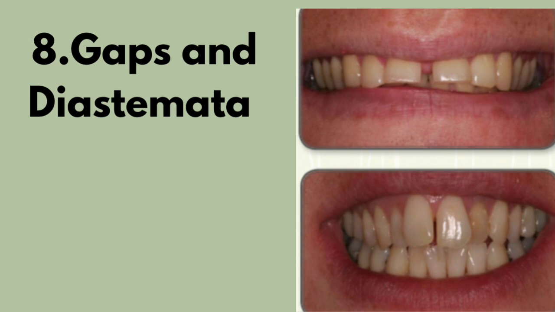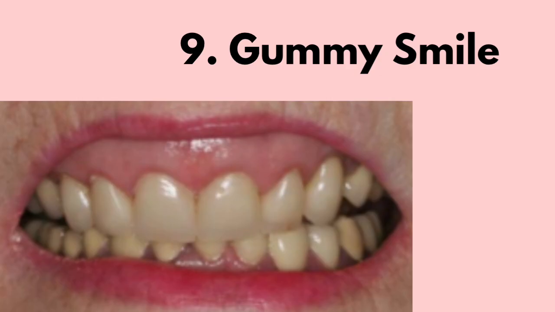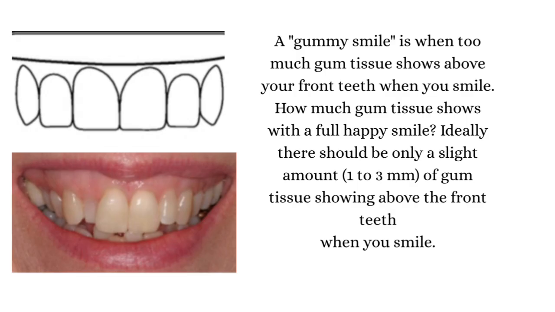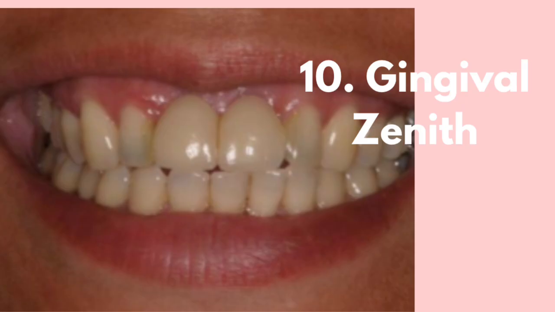8. Gaps and diastema. A diastema is a gap between the teeth. Is there a space between your front teeth? 9. Gummy smile. A gummy smile is when too much gum tissue shows above your front teeth when you smile. How much gum tissue shows with a full happy smile? Ideally there should be only a slight amount, 1 to 3 mm, of gum tissue showing above the front teeth when you smile.